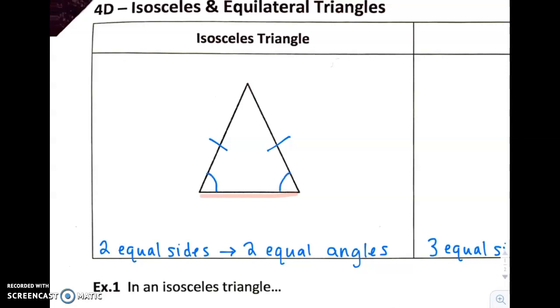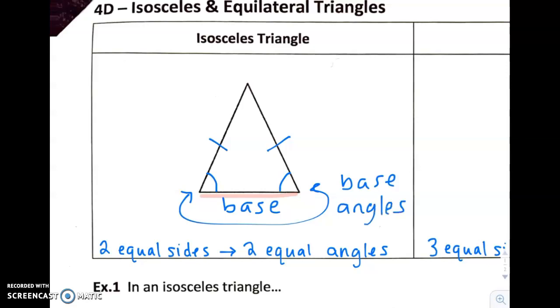The easiest way to find where the two angles are that are congruent is to look for the base. The base is the side that is different from the two that are marked congruent, so it's like the odd one out, and it's the angles sitting on the base. Those are referred to as the base angles. Those angles are the two that will always match. The other angle at the top is going to be the vertex angle.